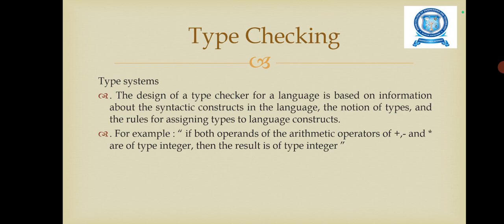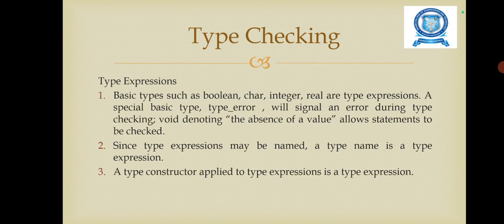The design of a type checker for a language is based on information about the syntactic constructs in the language, the notation of the types, and the rules for assigning types to language constructs. For example, if both the operands of the arithmetic operators plus, minus, and asterisk are of type integer, then the result is of type integer. Next one is type expression.